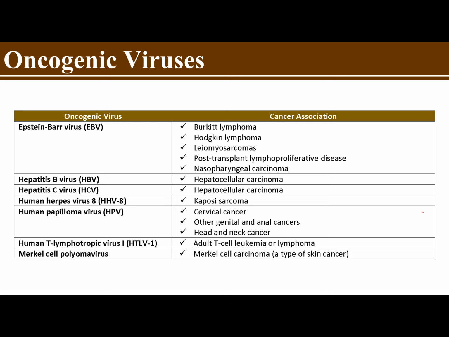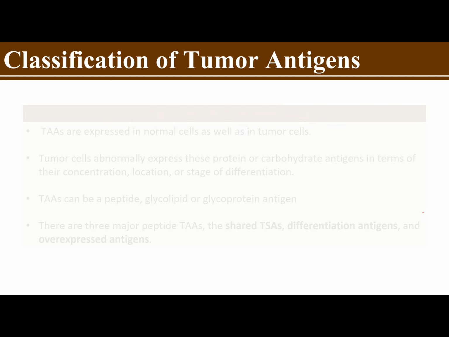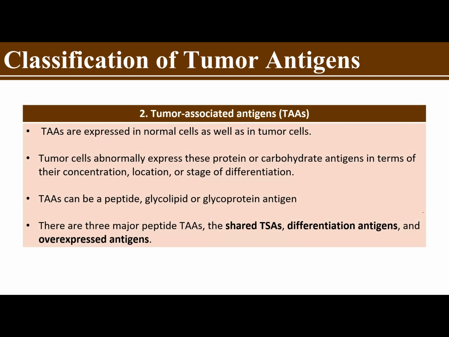Your HTLV, or your human T lymphotropic virus 1, is known to cause your adult T cell leukemia or lymphoma, while your Merkel cell polyomavirus is known to cause your Merkel cell carcinoma, which is a type of skin cancer. So do memorize this, class. This may come out in your quiz or exam. Then another classification, so we're done with your TSA.